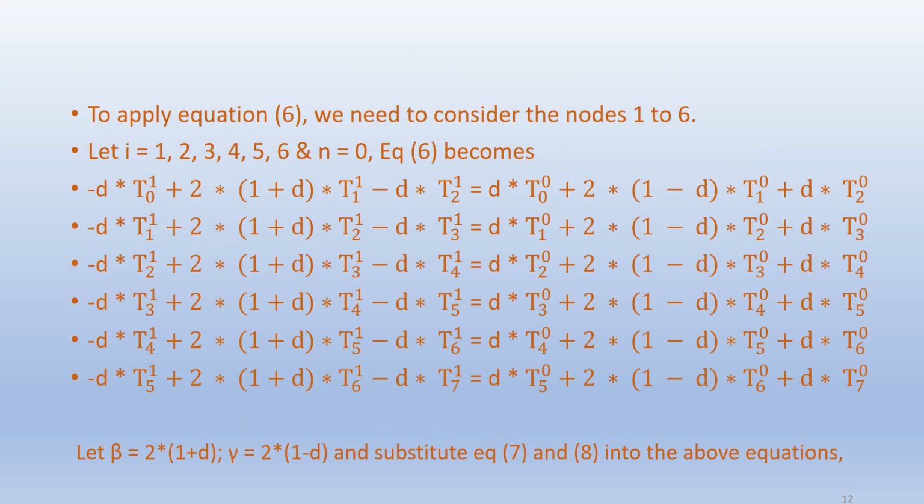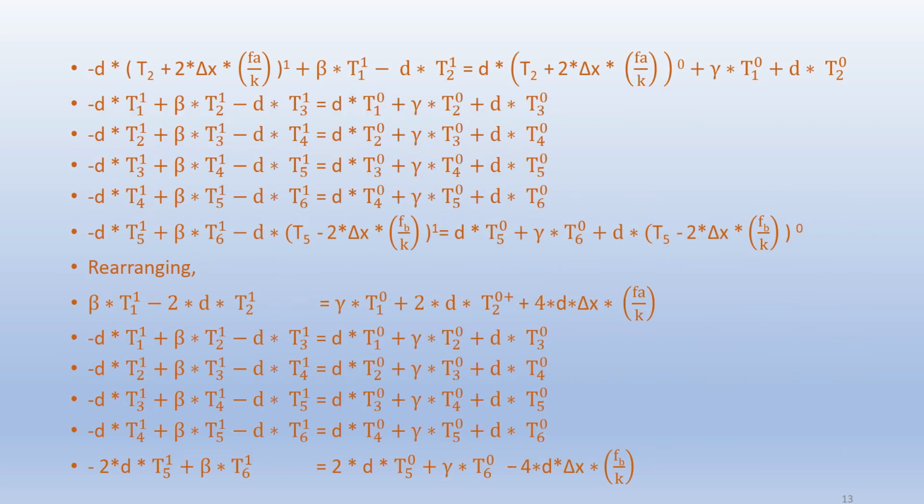To apply equation 6, we need to consider all the nodes from 1 to 6 because the temperatures at nodes 1 and 6 are not known this time. Let i equals 1 to 6 and n equals 0. Equation 6 is shown below. Let us substitute 2 times (1 plus d) by beta and 2 times (1 minus d) by gamma into the above equations. So accordingly, we get the set of equations.